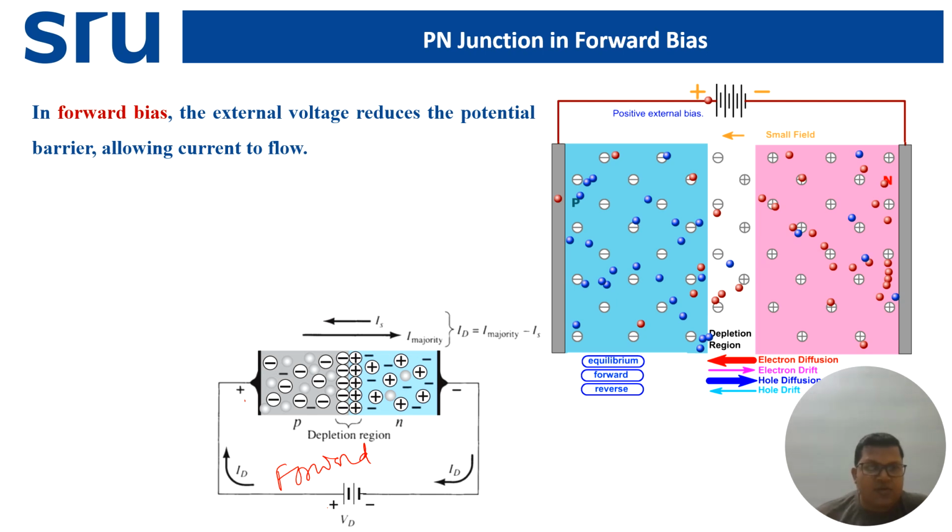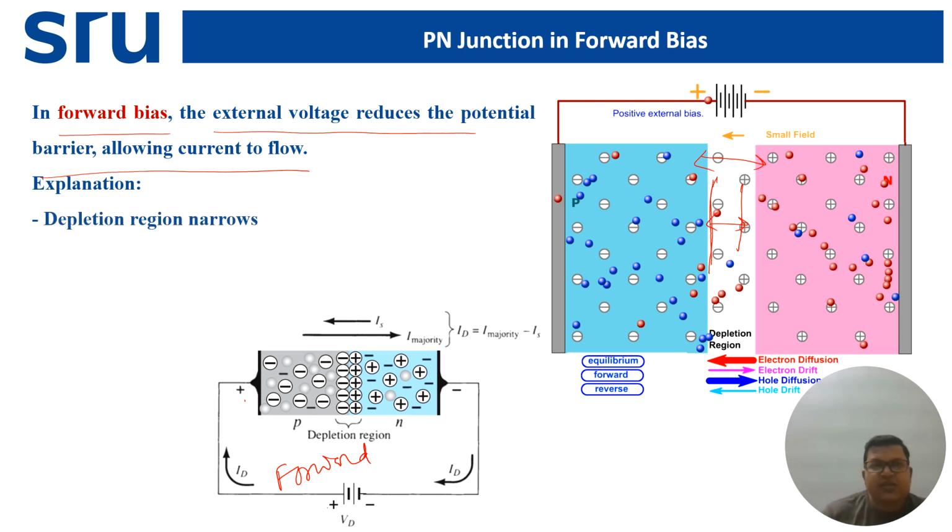Now in forward bias, the external voltage reduces the potential barrier, allowing current to flow. So in the forward bias condition, suppose this is the barrier at the equilibrium condition. After the forward bias, this barrier will be reduced to this. So that means it has reduced. That is the purpose of applying the forward bias, that it reduces the potential barrier, thus allowing current to flow.